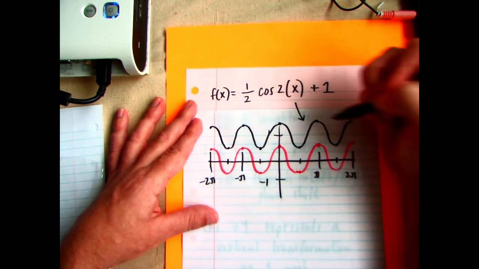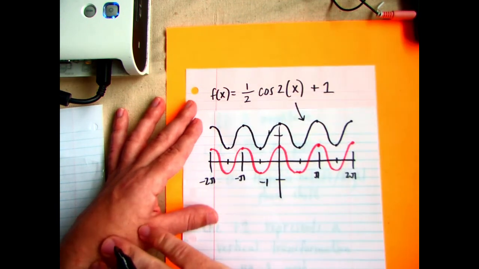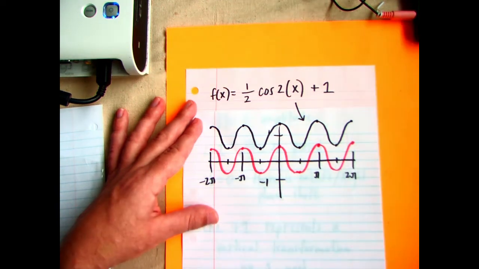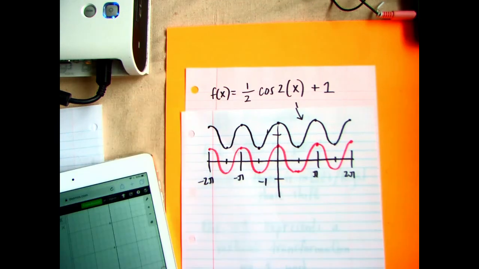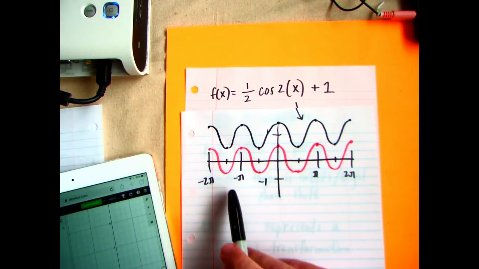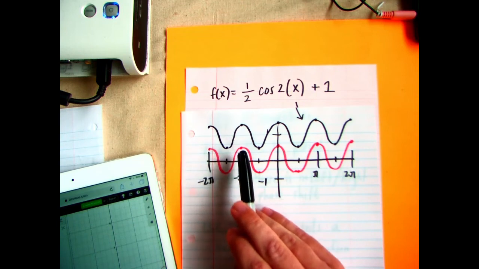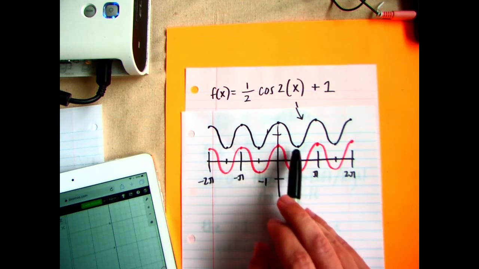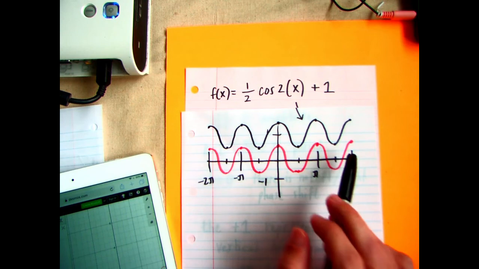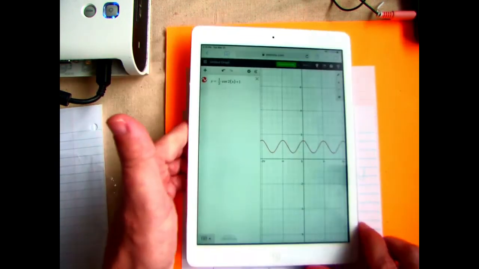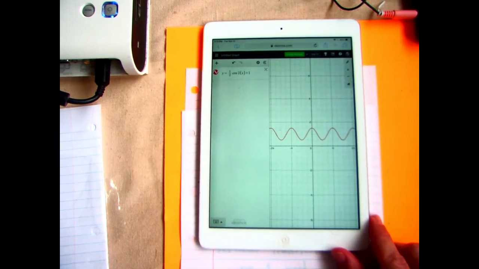I have my amplitude, my period, and my vertical shift up all shown there. And like I always tell you to do, check it on either desmos.com or on your graphing calculator. Don't be afraid to use those tools to help you check your answer and see it a little better.